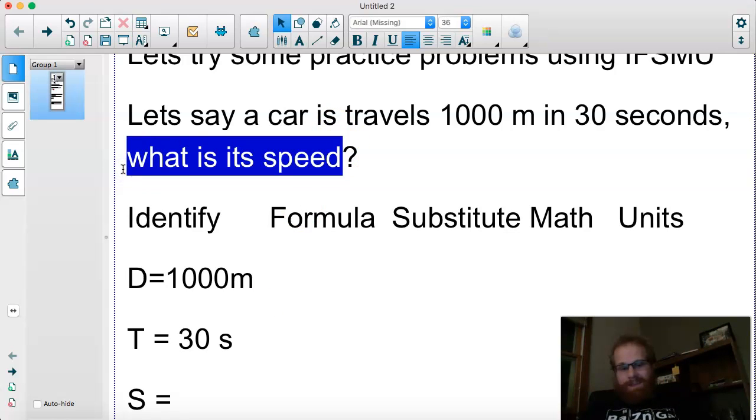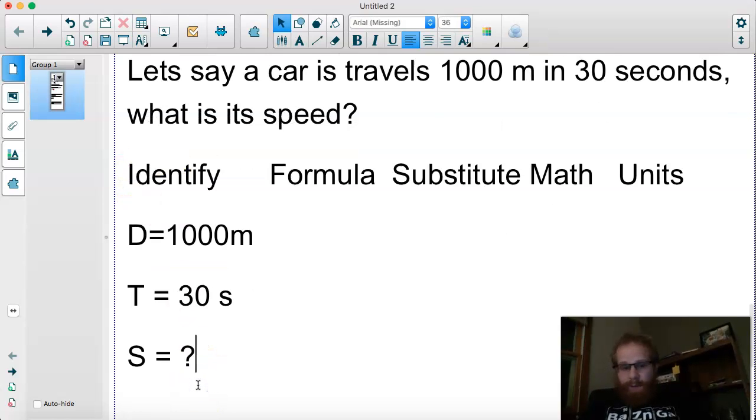This question is asking us, what is our car's speed? And right now, we really don't know what it is. So that's okay. We're going to figure it out. We're going to learn what our speed is. Our formula for the next couple of days is always going to be the same. It's always going to be speed equals distance divided by time.